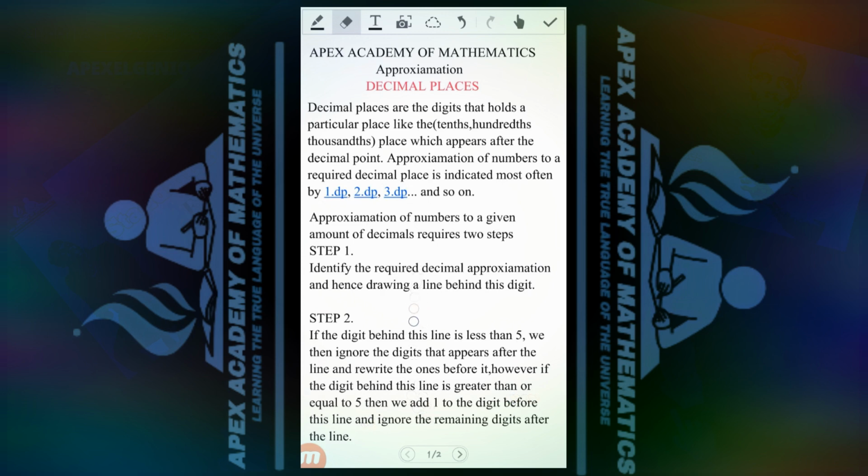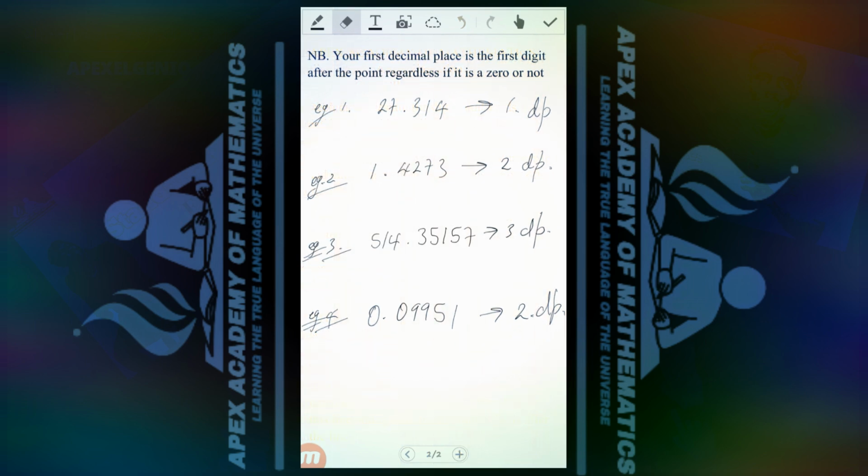So by now, if you have watched the previous video, which I will put a link to in the description below, you will definitely have understood step 1 and step 2 already. So let's jump right to the next page and look at some examples.